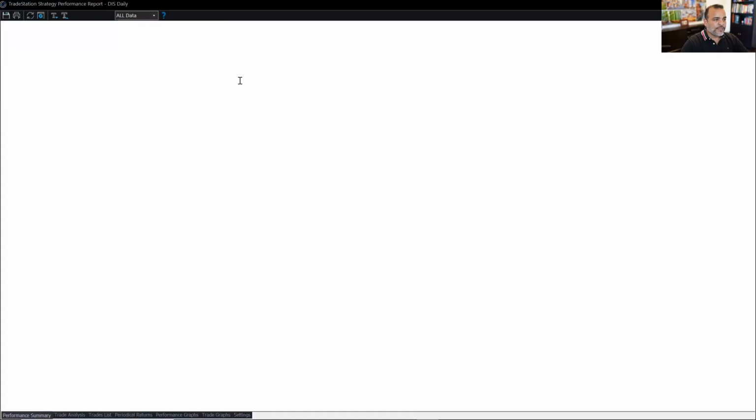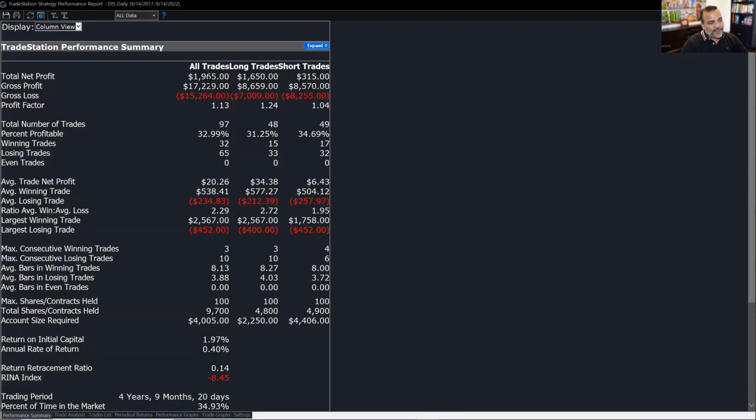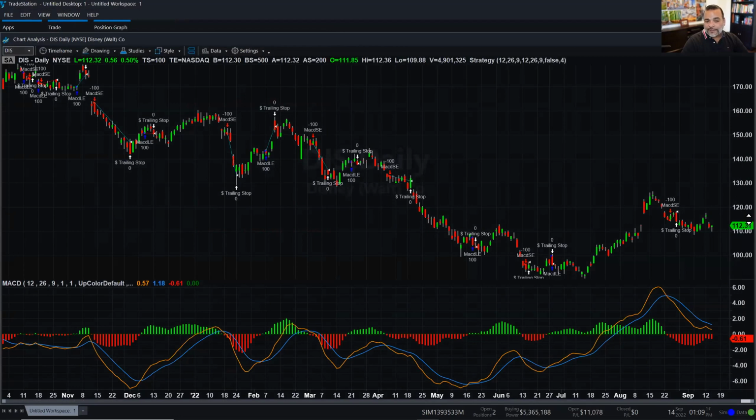If I go over here to the strategy performance report, this is still profitable, but it's not as good as it was on Spider. And it's got to do also with the trailing stop. Remember that we picked $4 per share, which may not be appropriate based on the value of Disney, which is less than SPY. We're talking about 4 times cheaper than Spider, so we have to adjust that trailing stop. So this could be a little bit better.